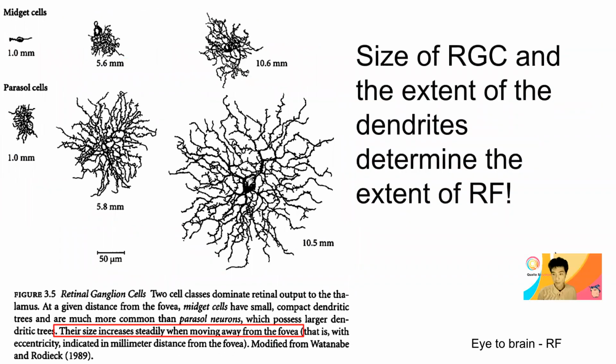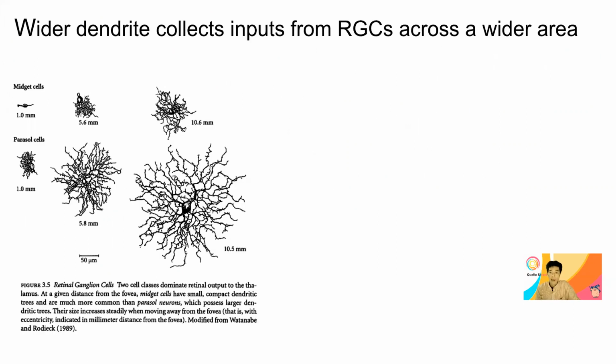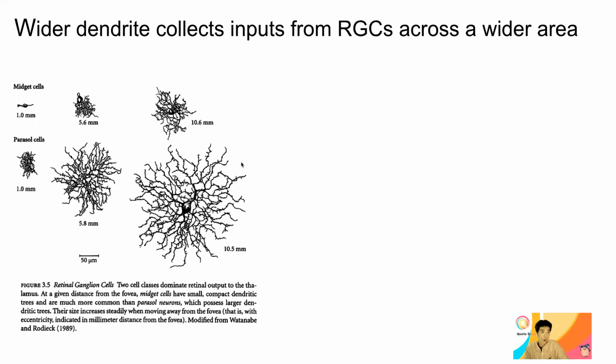So just to recap, the size of the retinal ganglion cells and the extent of their dendrites becomes bigger and bigger at the periphery. Okay, and these are the determinants of the extent of the receptive field: which areas of the visual field do these retinal ganglion cells respond to? And the important thing is that the wider dendrite collects inputs across wider areas.